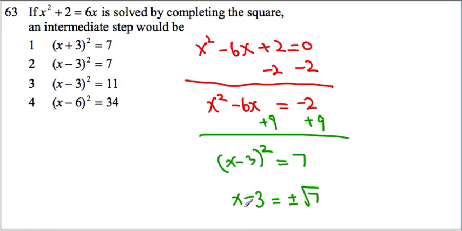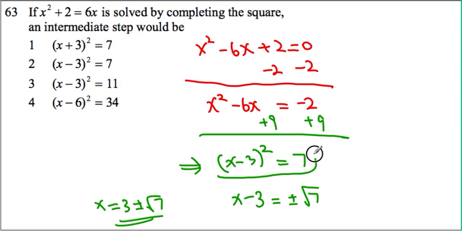How can I have x by itself? By adding 3, therefore, x equals 3 plus or minus square root of 7. But what the question was asking for was this step. X minus 3 squared equals 7, which is choice 2.